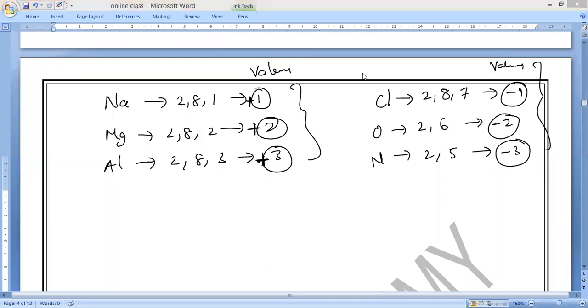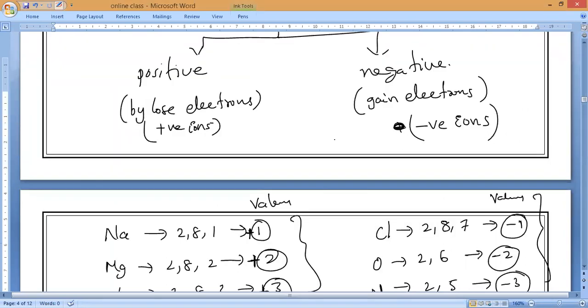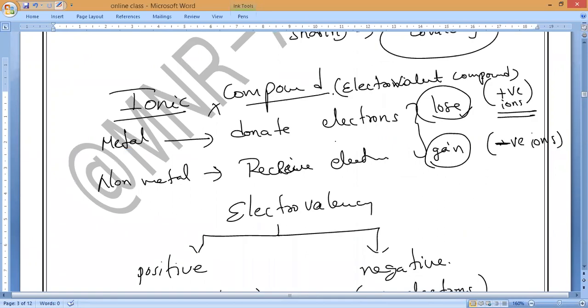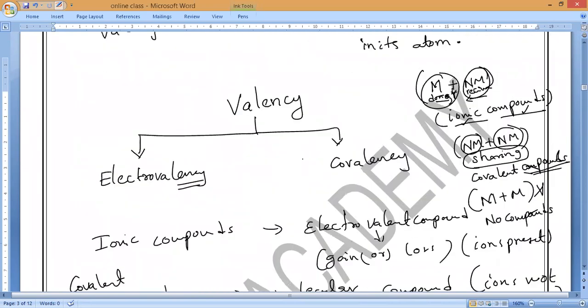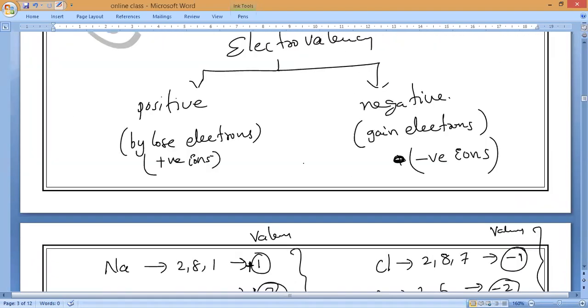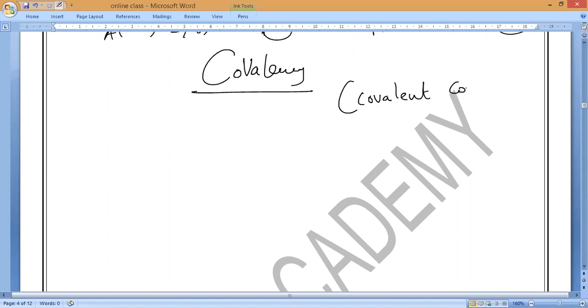So now, the gain or loss of electrons by ionic compounds, or electrovalent compounds, is only called electrovalency. Now if you understand this, what is the second term? Covalency. Everybody keep heading: Covalency. Covalency is formed by whom? Only covalent compounds.